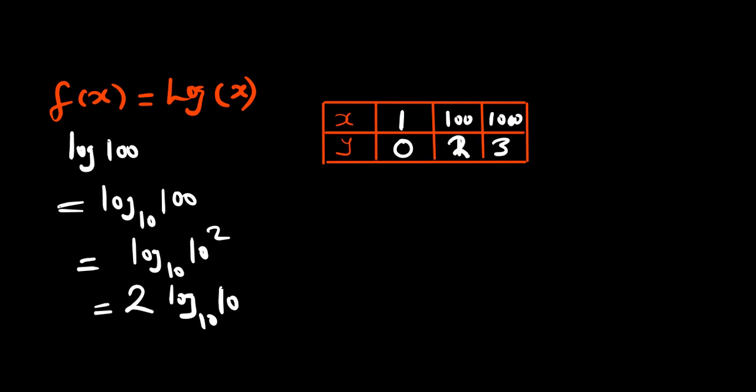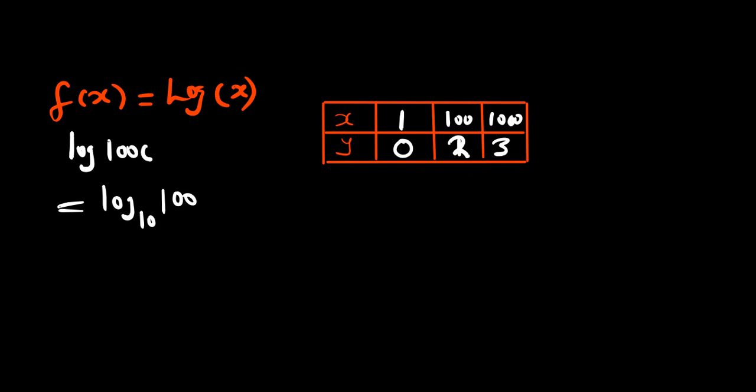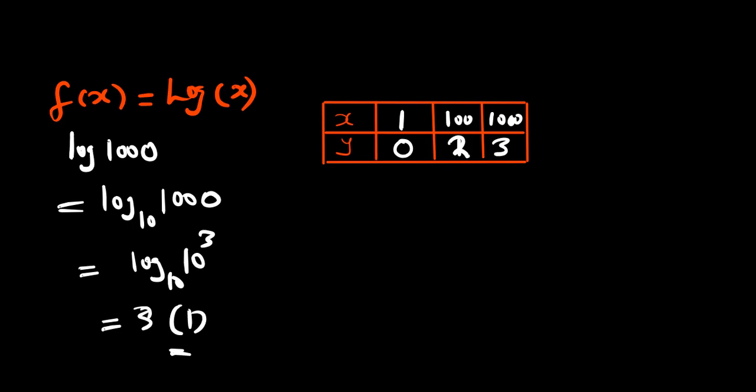So same with 3. If I had log of 1000, this is 10 to the power 3, right? Yes, and the 3 is going to drop. So I'm going to have 3 multiplied by 1, and 3 multiplied by 1 will just be a 3. So those are the answers that we're going to get.